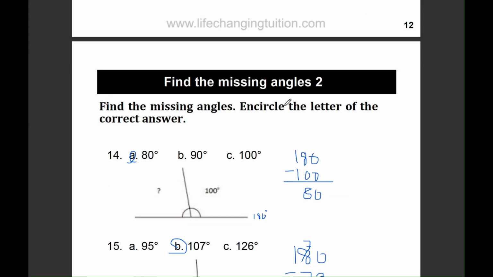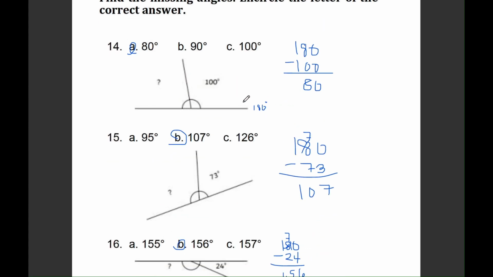Question 14. Missing angle next to 100 degrees on a straight line. Options: 80 degrees, 90 degrees, 100 degrees. Why not? 90 or 100 do not sum to 180. Answer: 80 degrees. Formula or working: 180 minus 100 equals 80 degrees.